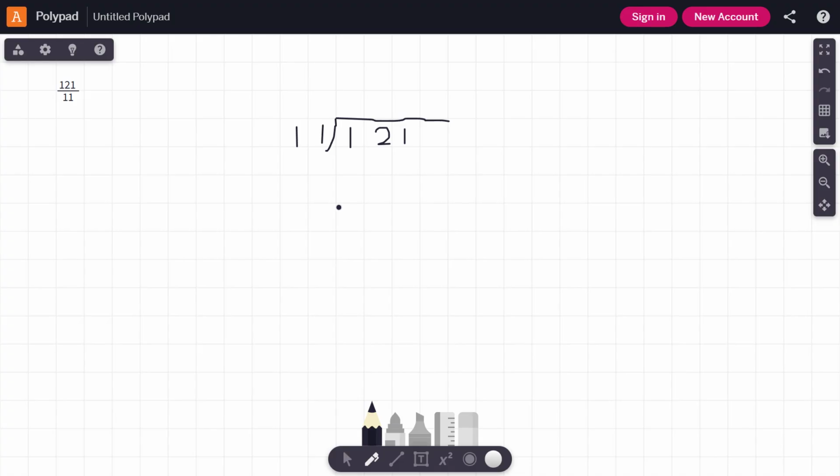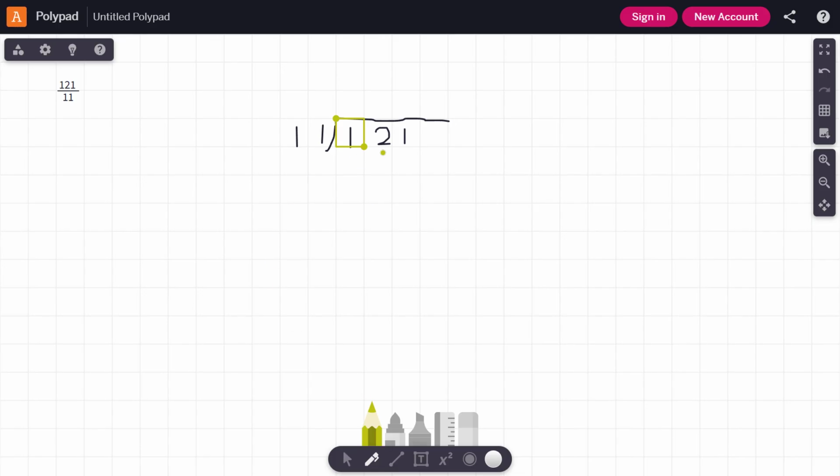So let's see, we start from the very left. We look at the first digit. Look at the first digit right here. First digit, what does it have to say? It says it's 1, or more accurately, 100.